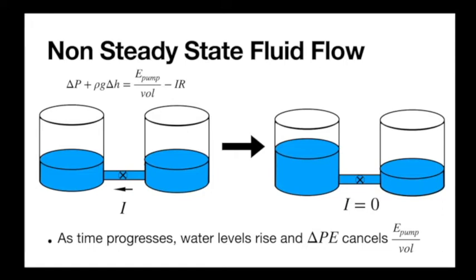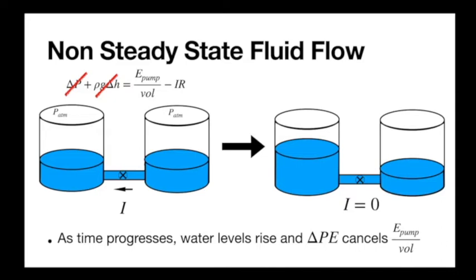Now, for our initial state, like always, our delta P is 0, because they're all still open to the atmosphere, so PATM minus PATM is 0. But also now, in the starting point, delta H is 0 too, because they start at equilibrium with the same height. So now our Bernoulli equation for the start of this is just 0 equals E pump minus IR.